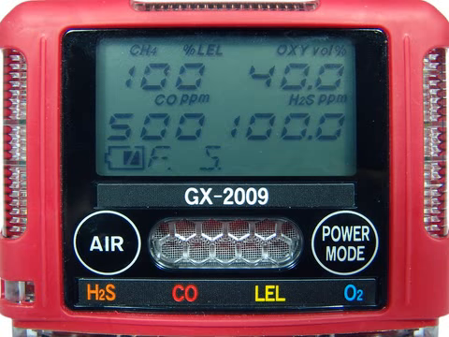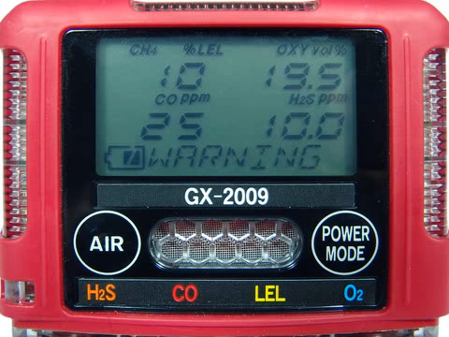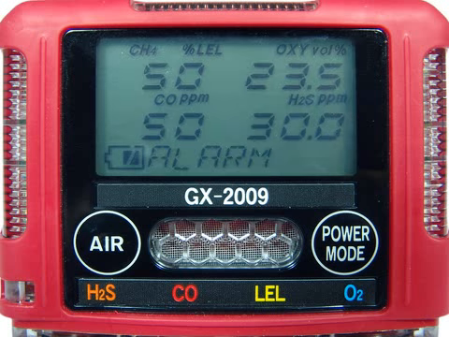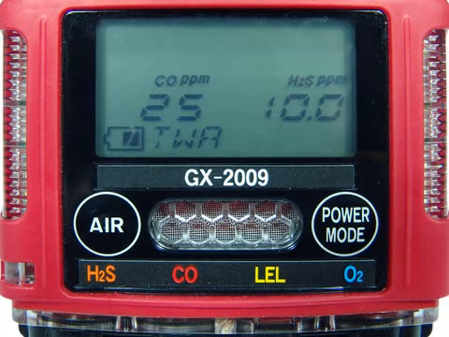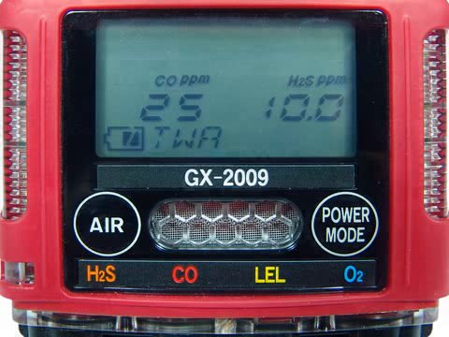You will see the full scale values for each channel, the low alarm point for each channel, the high alarm point for each channel, followed by the STEL and TWA set points for carbon monoxide and hydrogen sulfide.